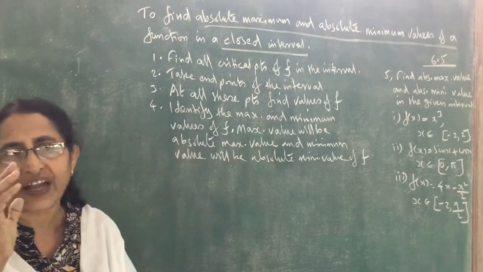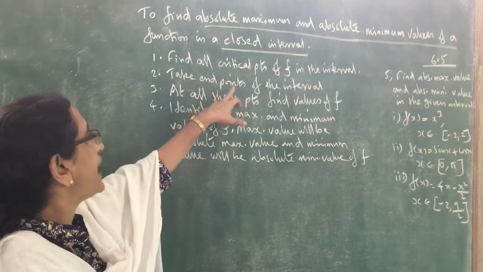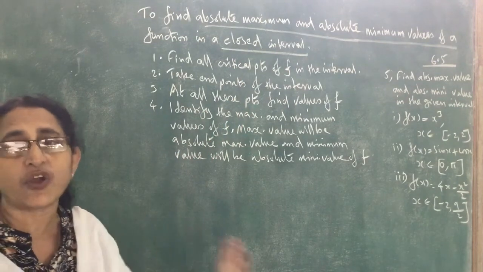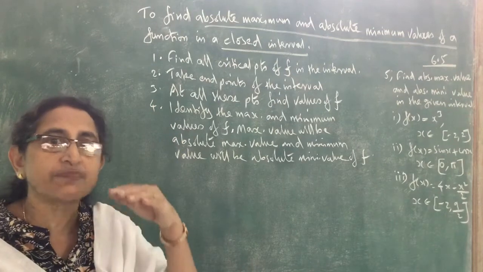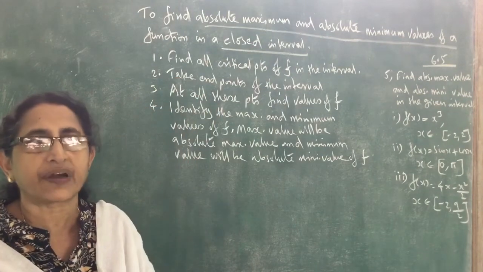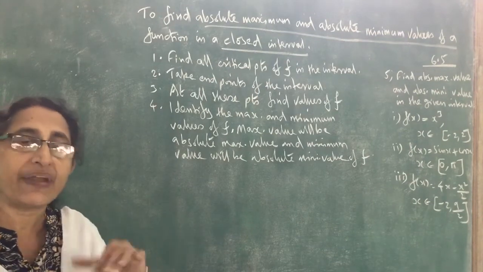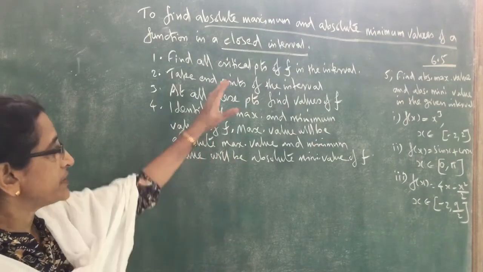So we find the values of the function at all the critical points and at the end points. Then from those values, find which is the biggest number and which is the smallest number. The smallest number will be the absolute minimum value and the biggest number will be the absolute maximum value. So that is the method.